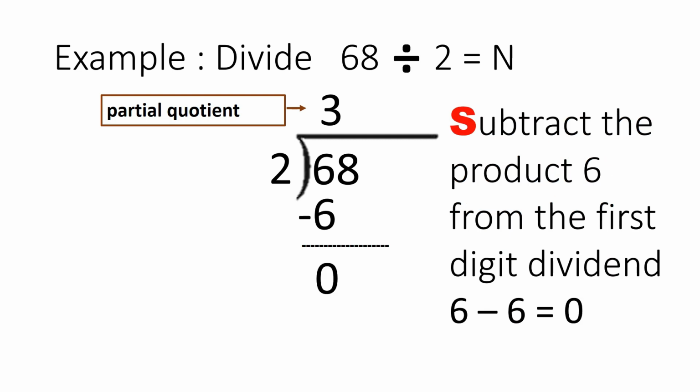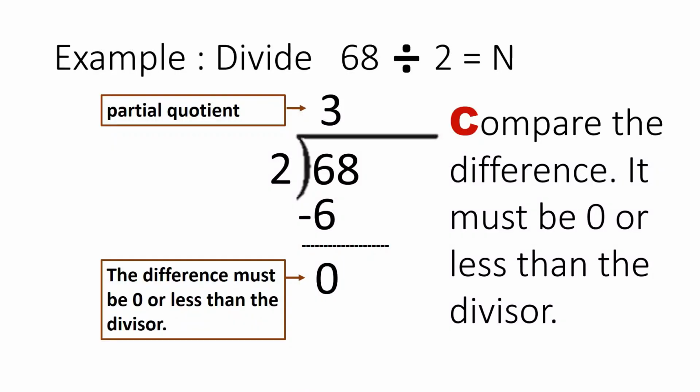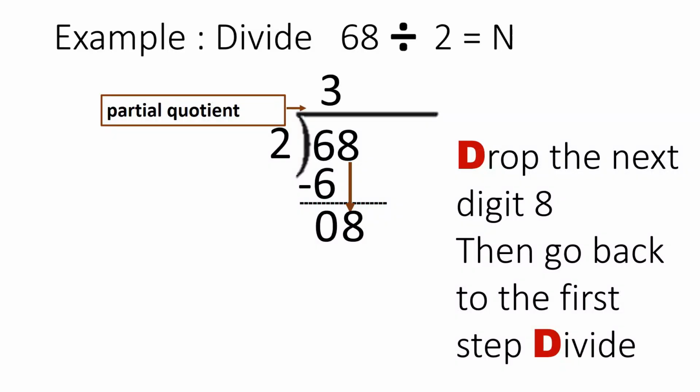Now, subtract the product 6 from the first digit dividend. 6 minus 6 equals 0. Compare the difference. The difference must be 0 or less than the divisor. Next, drop the next digit 8. Then go back to the first step, which is divide.